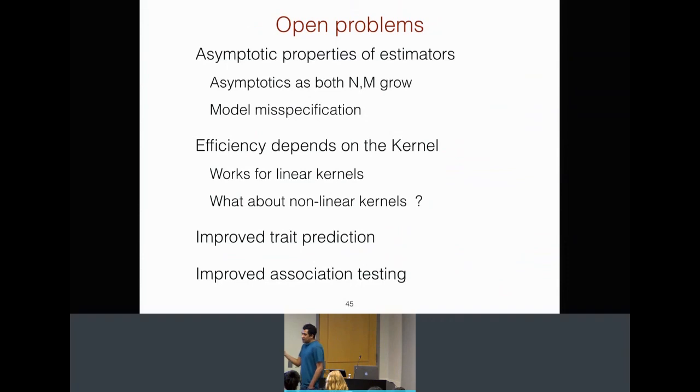Of course, you might not care about genetic architecture. You might not care about these variance components. But one reason you might care is that this is important in prediction. You can think of this as step one in doing trait prediction. So can this be used for doing prediction on large data sets, or in association testing? Again, this is a sub-problem that you end up solving. So can this be used for improved association testing?